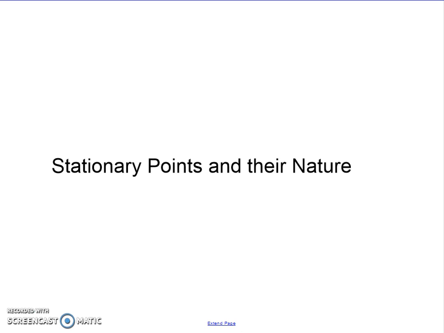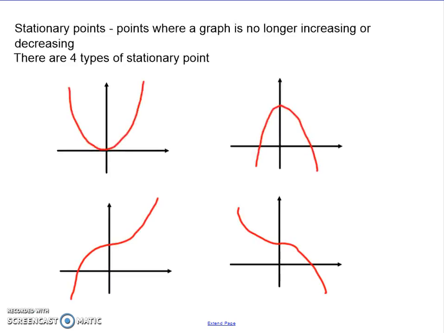Now, the easy way to think of a stationary point is this. It's a point where the graph is no longer increasing or decreasing. For that tiny micro millisecond, that tiny space of the graph, it's flat. I'm talking tiny, it's microscopic. Everywhere else it's increasing or decreasing in some way, shape or form, but this is the time when it's not. So your derivative is equal to 0.